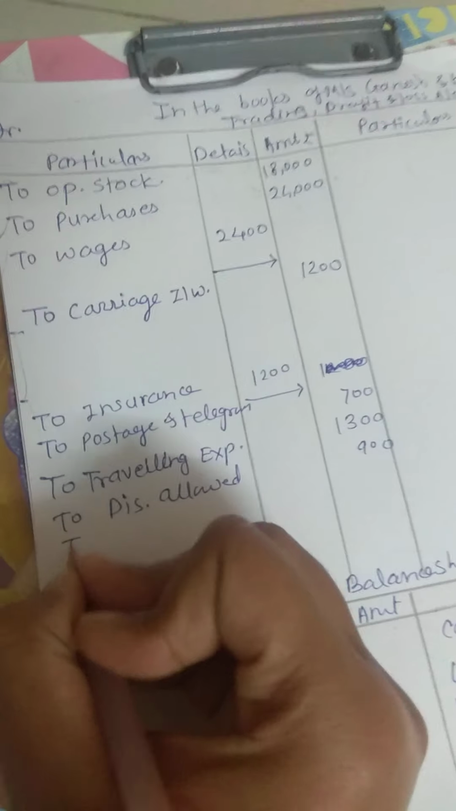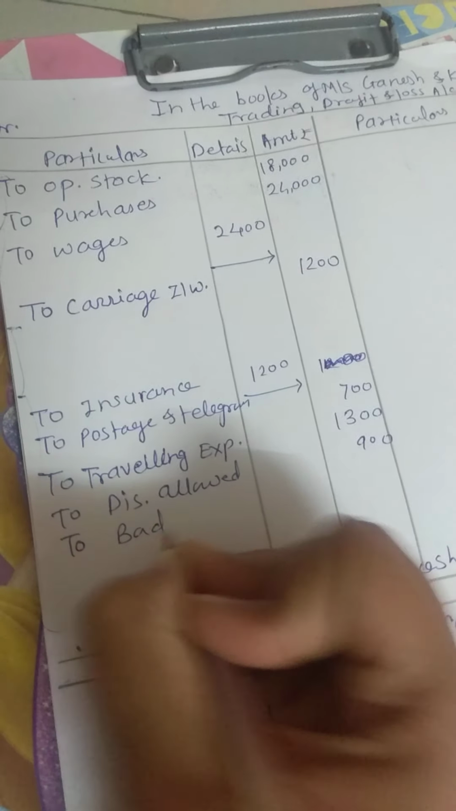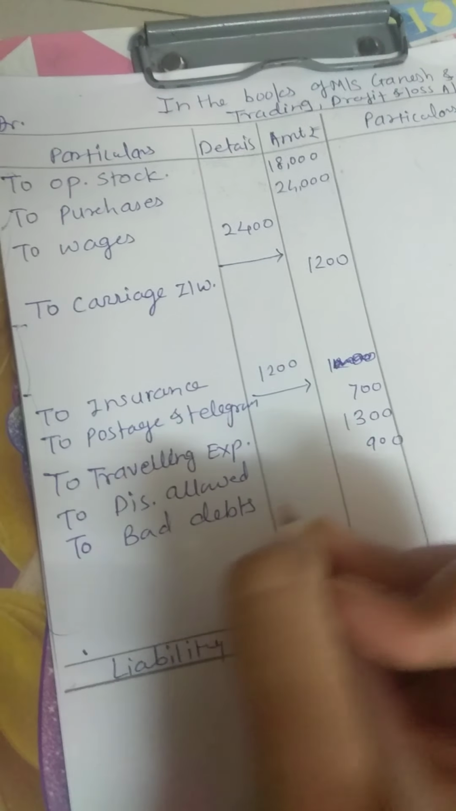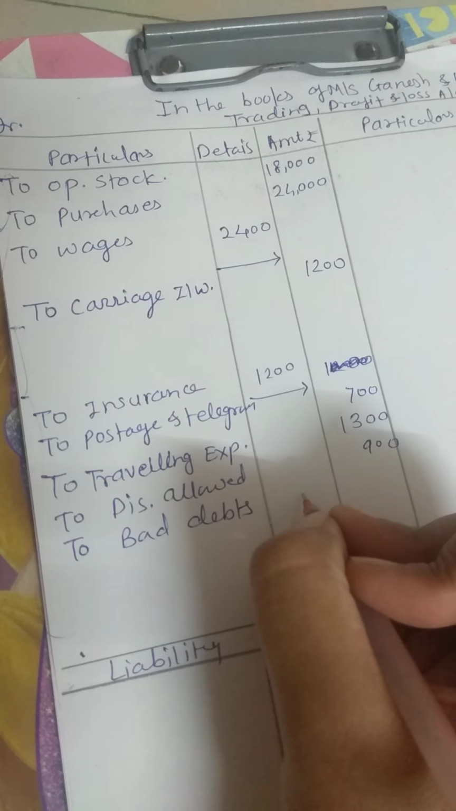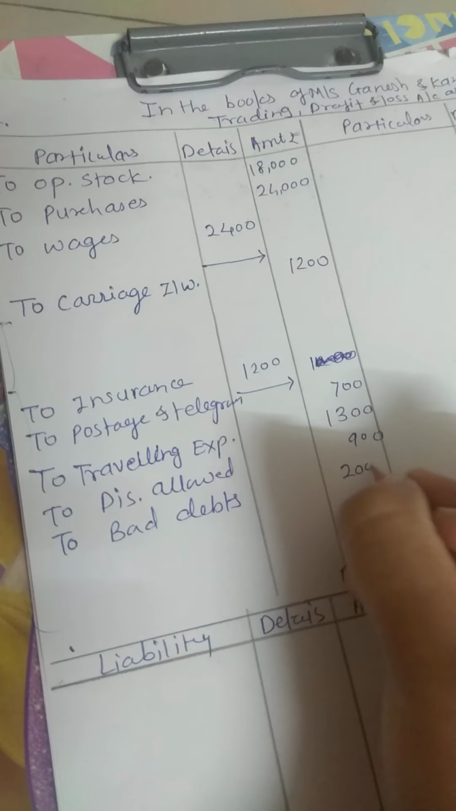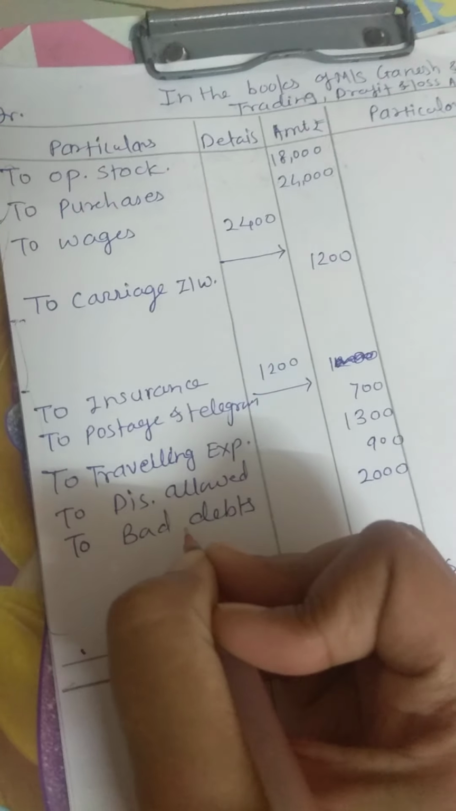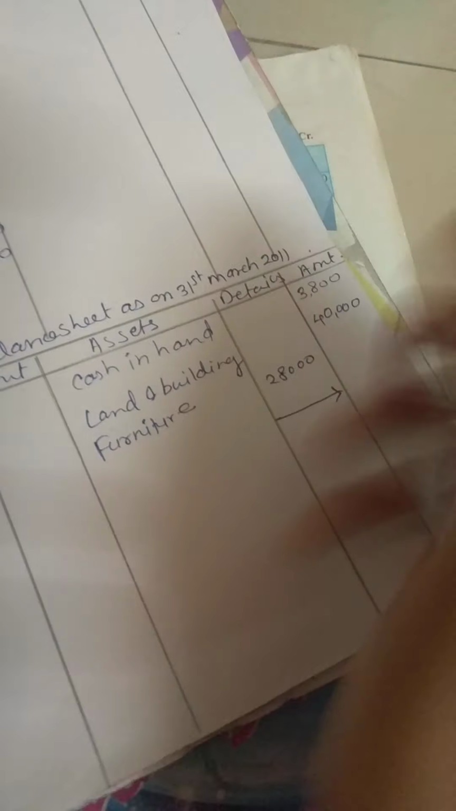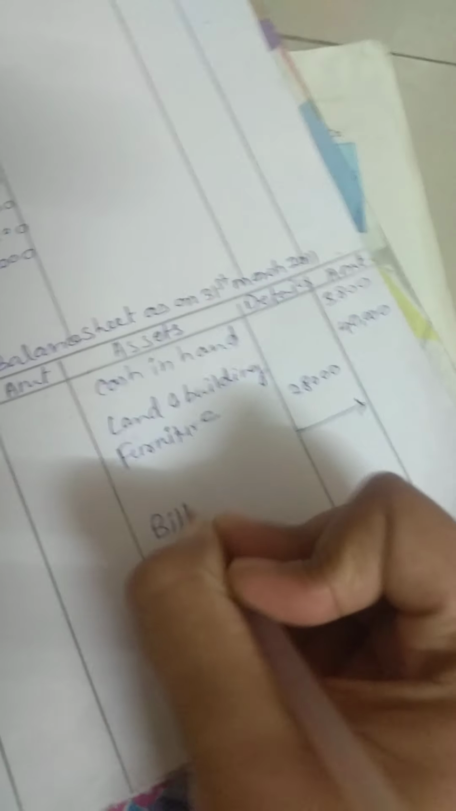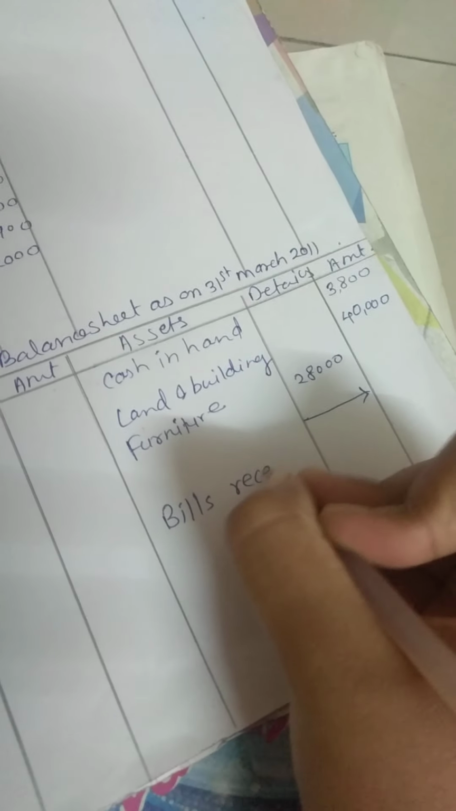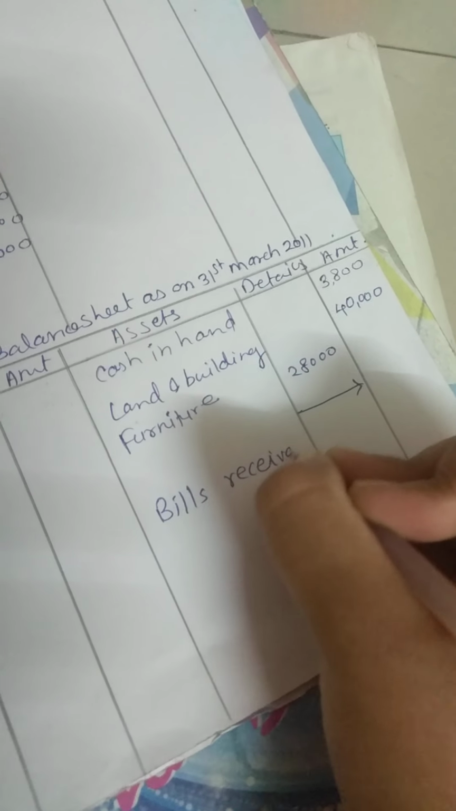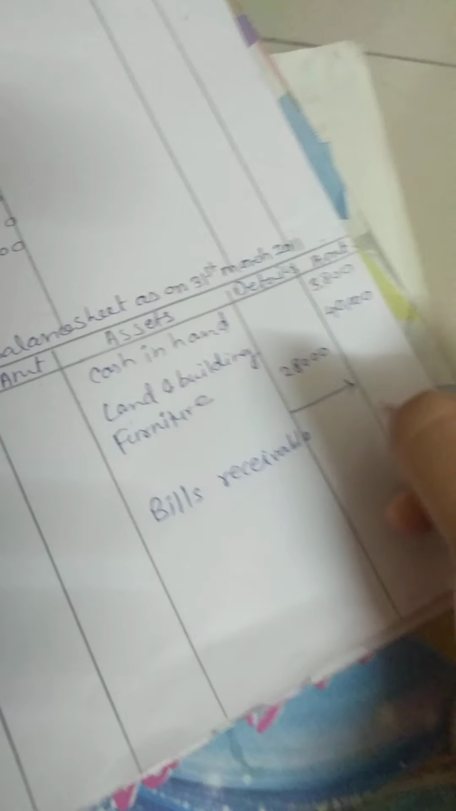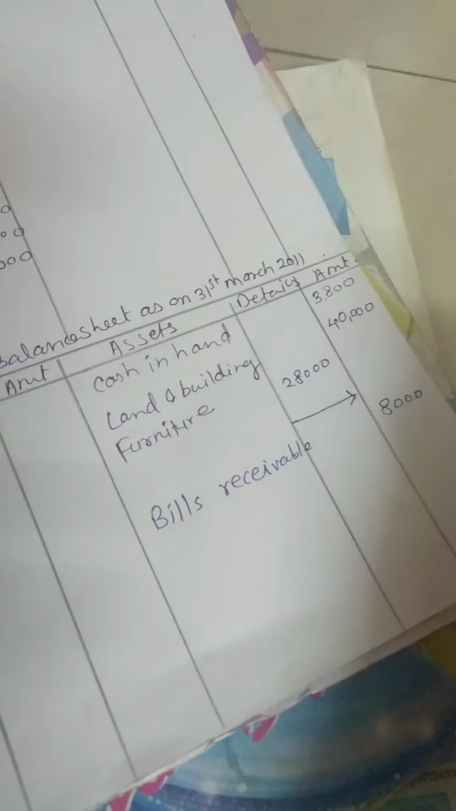Then bad debts is 2,000, and then bills receivable is an asset, that is 8,000. Okay, now the capital, credit side, first item is capital here.